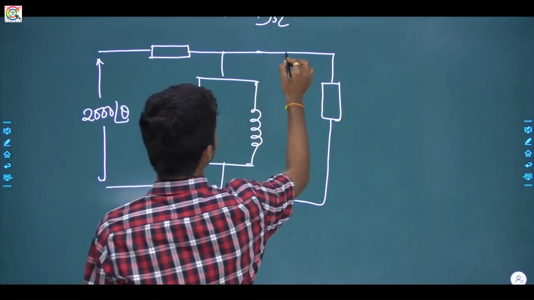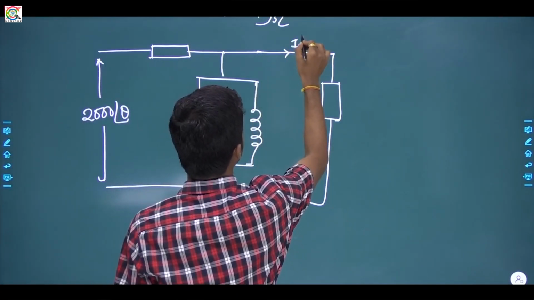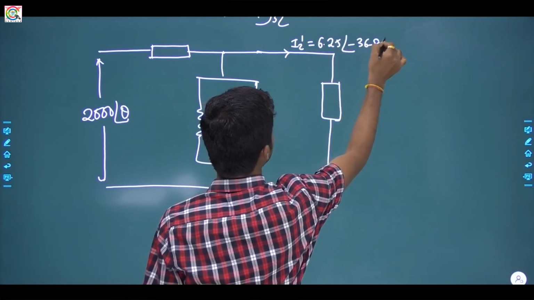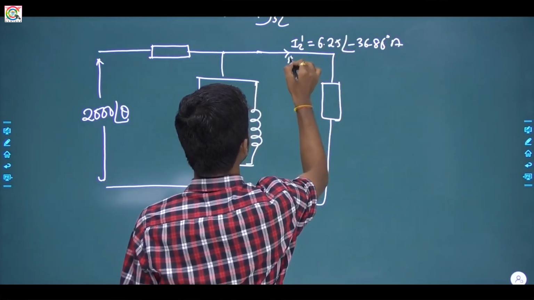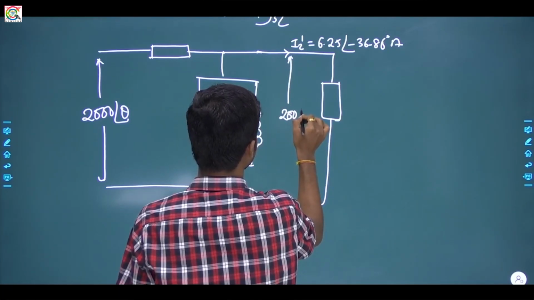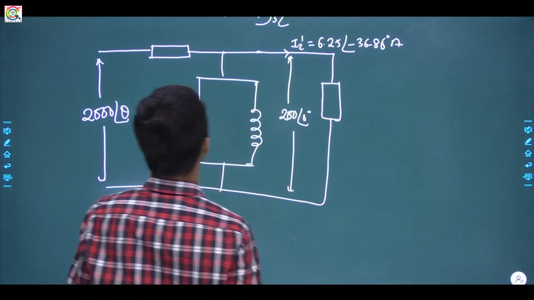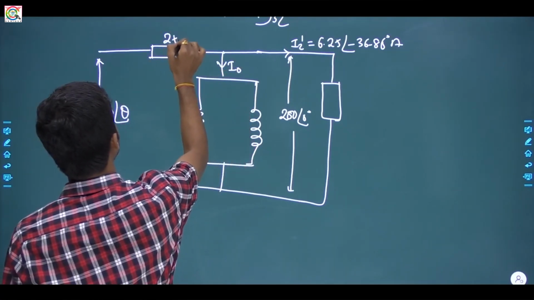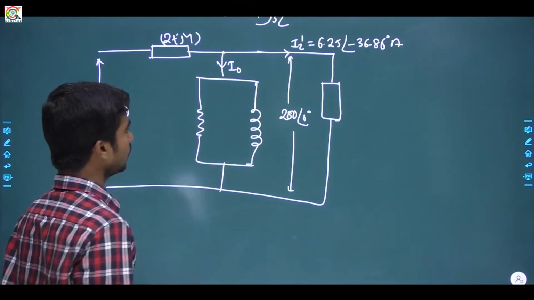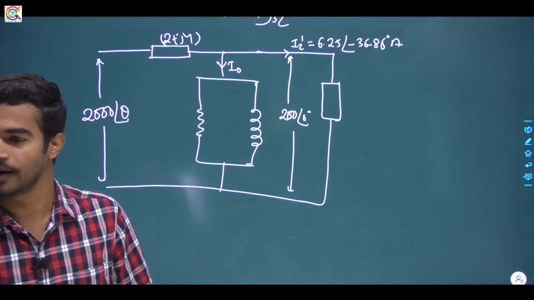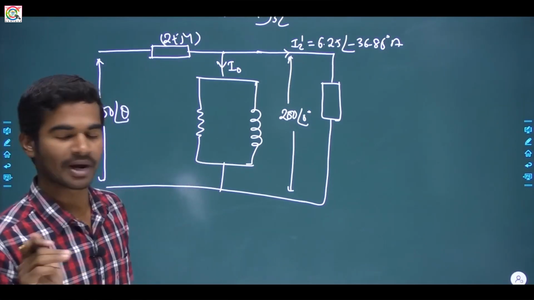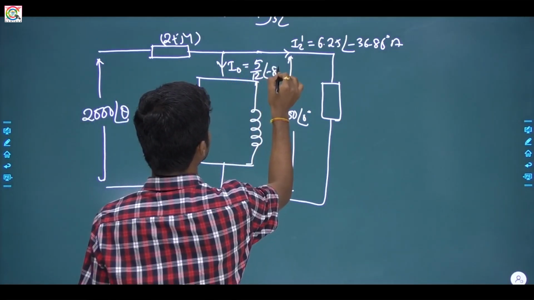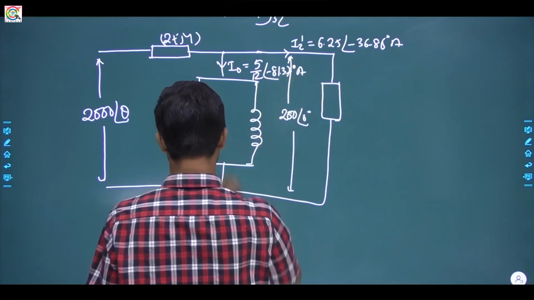Okay, here the load current is how much? I2 dash is equal to 6.25 angle minus 36.86 ampere, and ये क्या है? 200 angle 0. Okay, and this current is how much? You know, and ये है 2 plus J4 ohm. So you know the value of I0. I0 का वैल्यू क्या है? 5/12 angle minus 81.37 ampere.